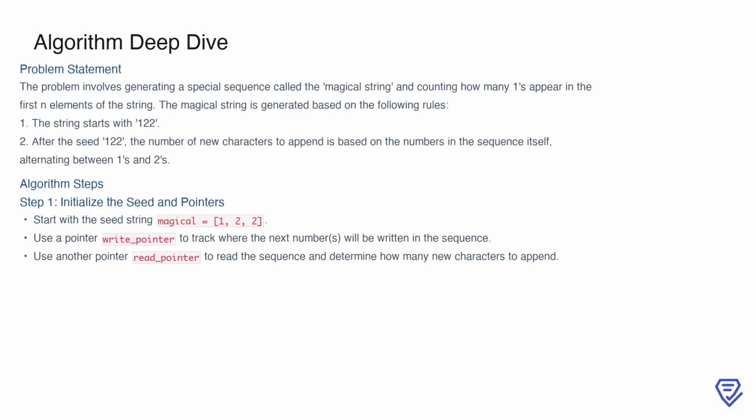To implement this, we initialize the sequence with the seed, represented as a list, magical = [1, 2, 2]. Two pointers are used to manage the sequence. The right pointer tracks where the next numbers will be appended, while the read pointer examines the sequence and determines how many new characters to add. This setup is crucial for efficiently constructing the sequence while adhering to the rules.